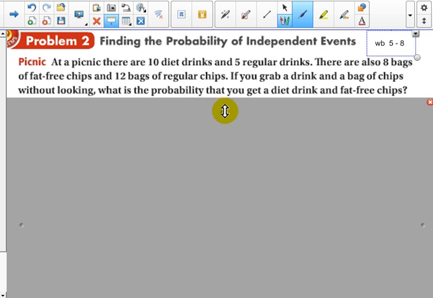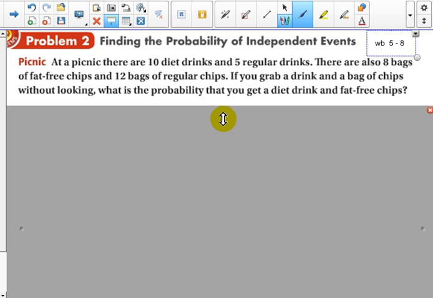So we've got 2 things going on here. We're going to grab chips and we're going to grab a drink. Are those dependent or independent? Independent, because you've got a pile of chips over here and you've got drinks. So pulling a chip has no effect on pulling out a drink, right? So they're independent, and that means we've got 2 events, so we're going to take the probability of the first one, and whatever that is, we're going to multiply it by the probability of the second one.